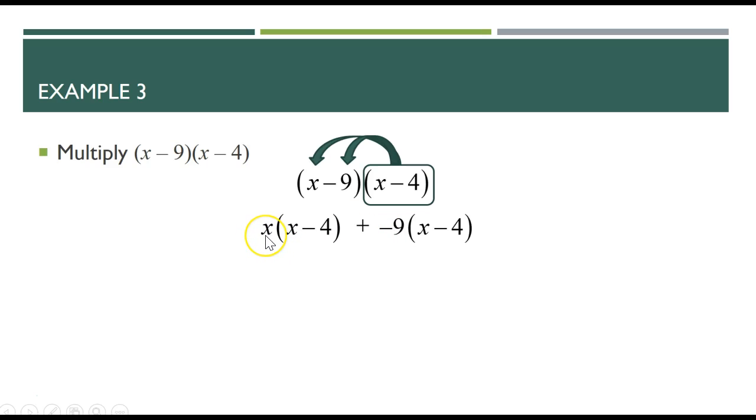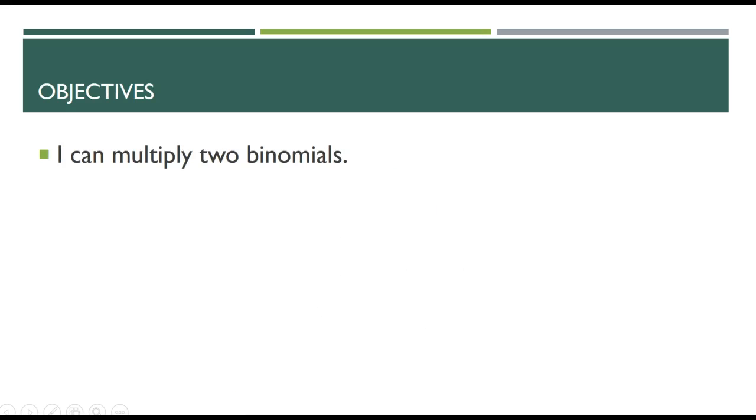We'll distribute the x for x squared minus 4x. I'll distribute that negative 9, negative 9x plus 36. I notice that I have two terms that can be combined. So my final answer is x squared minus 13x plus 36. So those were 3 examples of how you can multiply two binomials.